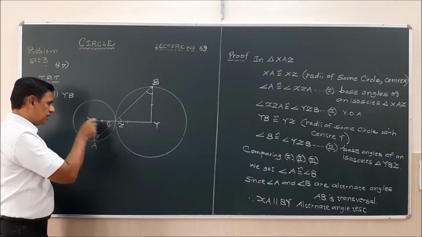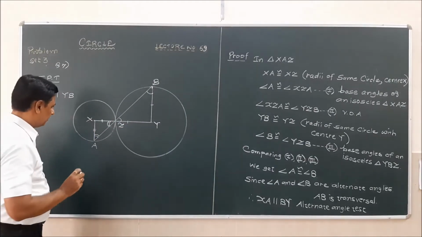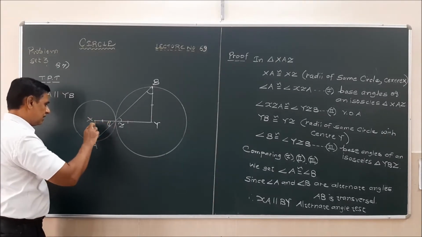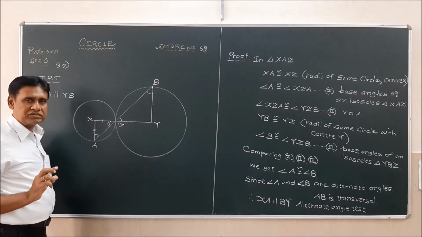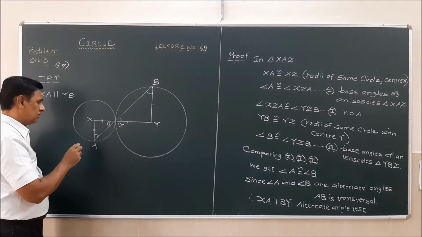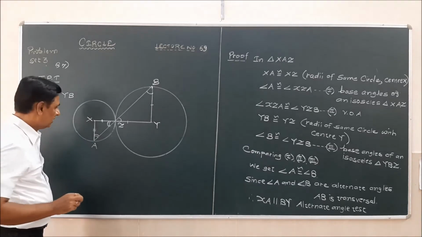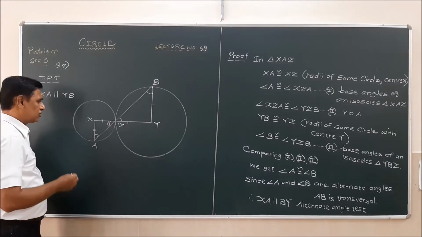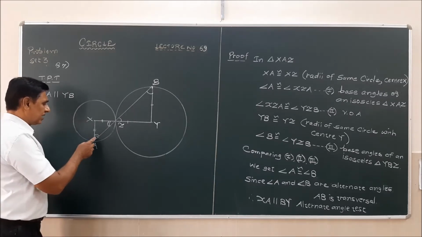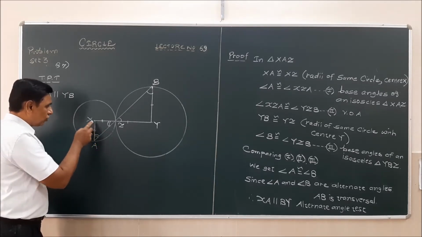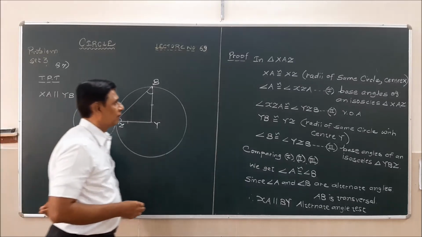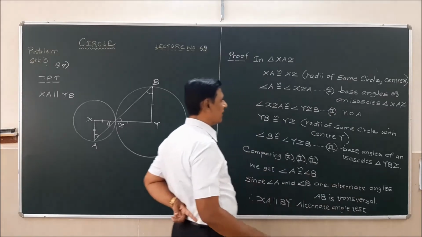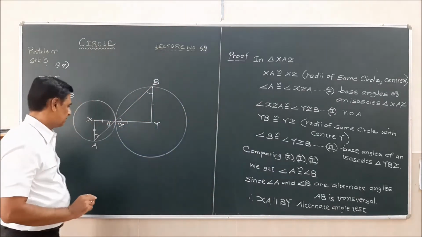So XAZ is an isosceles triangle. The reason being that XA and XZ are congruent sides. They are congruent sides because they are radii of the same circle. If triangle XAZ is an isosceles triangle, then you will find base angles are congruent. So angle A is congruent with angle XZA, base angles of an isosceles triangle XAZ.